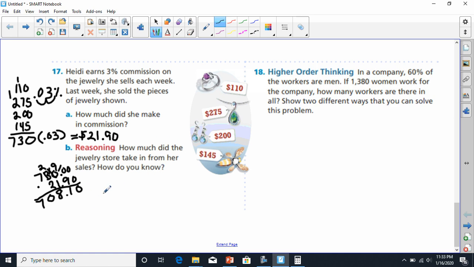It says, how do you know? Well, because I subtracted what she made in commission from the total sales, and that gave us what the store got.